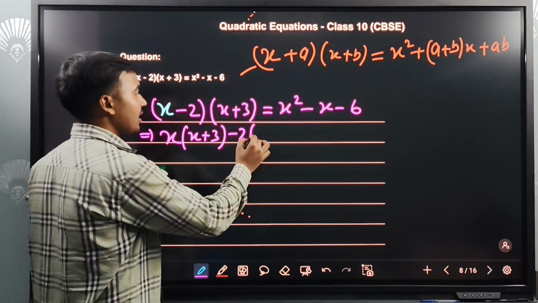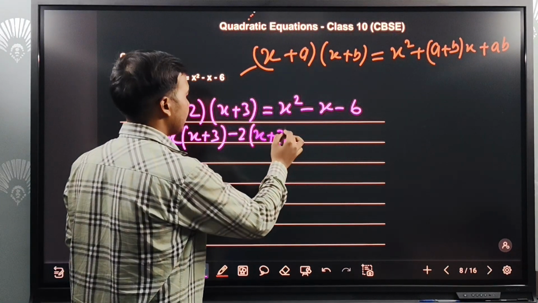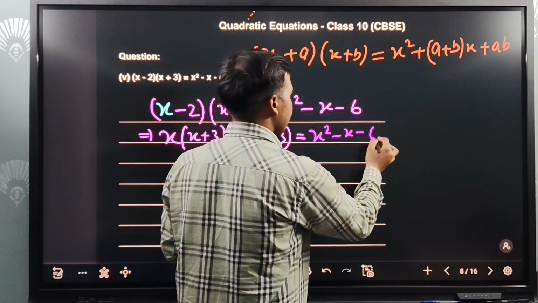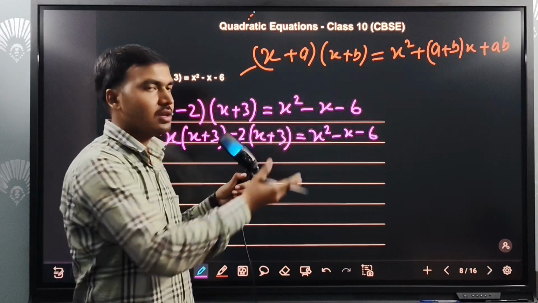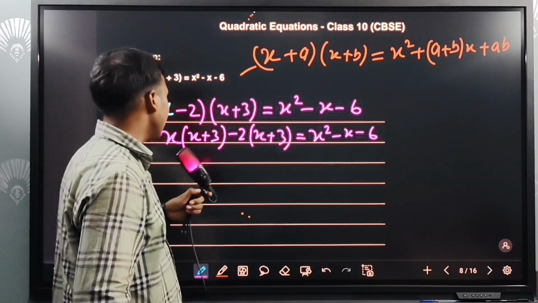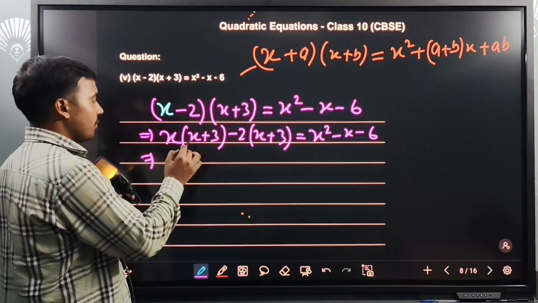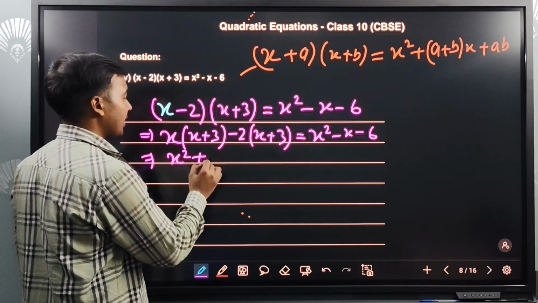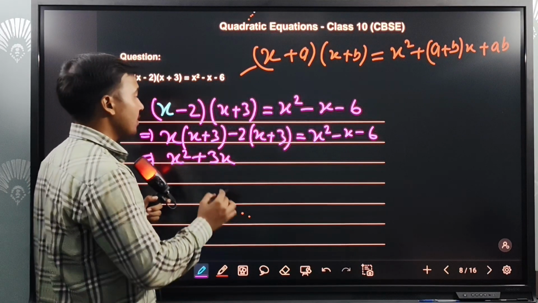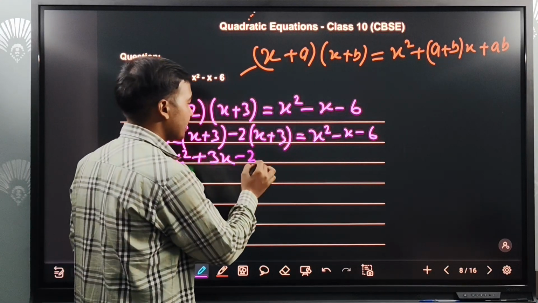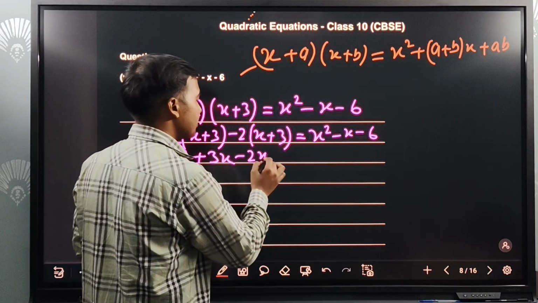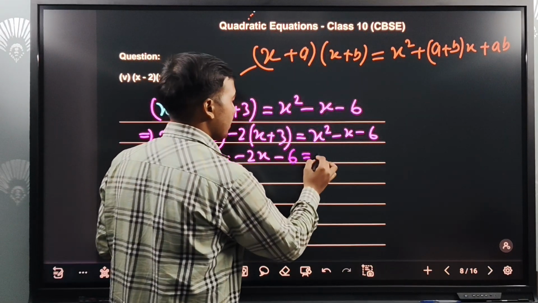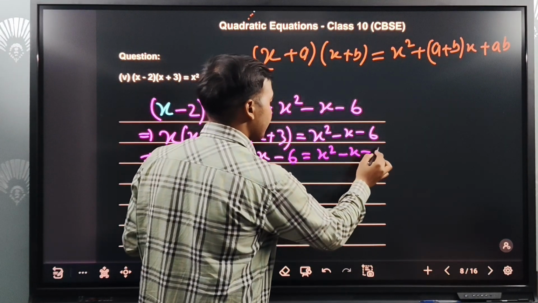Minus 2 multiplied by x plus 3 is equals to x square minus x minus 6. We will write it same as above. So on solving this, x multiplied by x, you will get x square, plus 3 multiplied by x, you will get 3x, and minus 2 multiplied by x, you will get minus 2x, and minus 2 multiplied by 3, you will get minus 6, is equals to x square minus x minus 6.